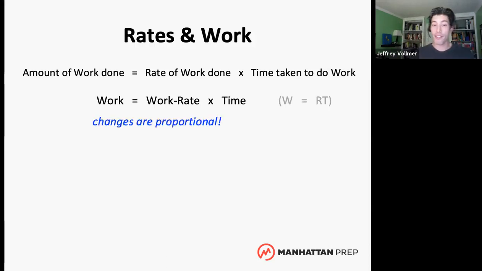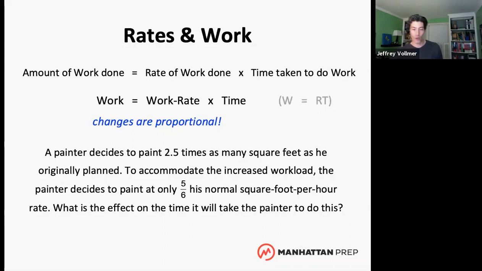Same thing with the distance ones, right? If you double the amount of time, you should be able to double the amount of work you do by keeping the rate constant. Or if you double the amount of time and you want to get the same amount of work done, think about that. Now you have twice the time to do the same amount of work. You can slack off a little bit, right? You can cut your work rate in half. So changes are proportional there.